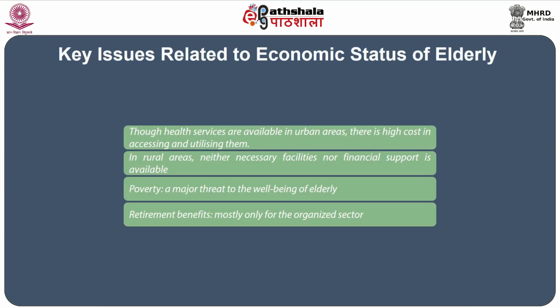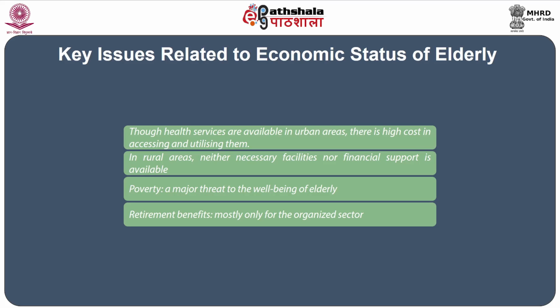Though health services are available in urban areas, the high cost makes it difficult to utilize them. In rural areas, neither the facilities nor financial support is available, which ultimately is a major determinant of their low health status and poor quality of life. In all that, it is to be mentioned that health issues are very important and also have a bearing on the economic aspects. In that sense, the poorer conditions of the elderly play an important role in addressing the quality of life of the elderly.